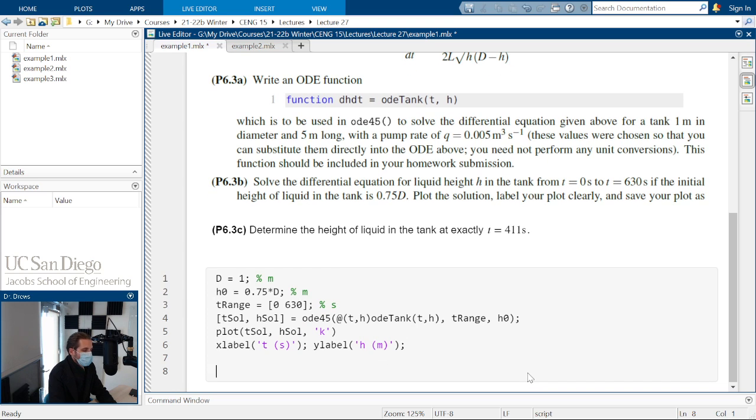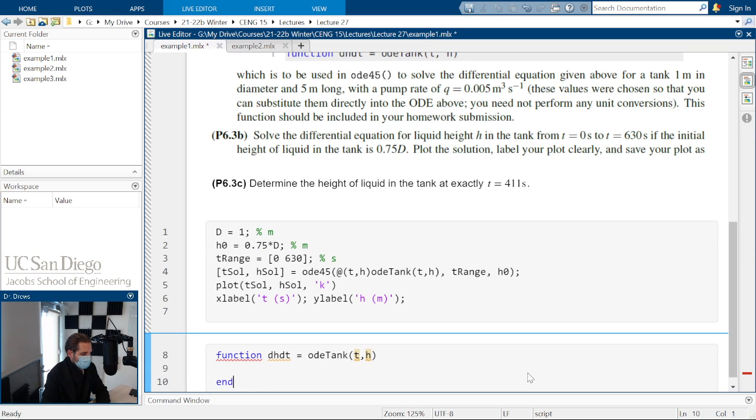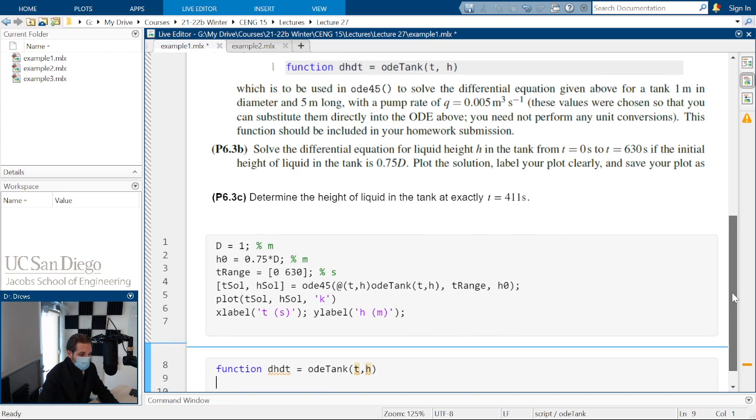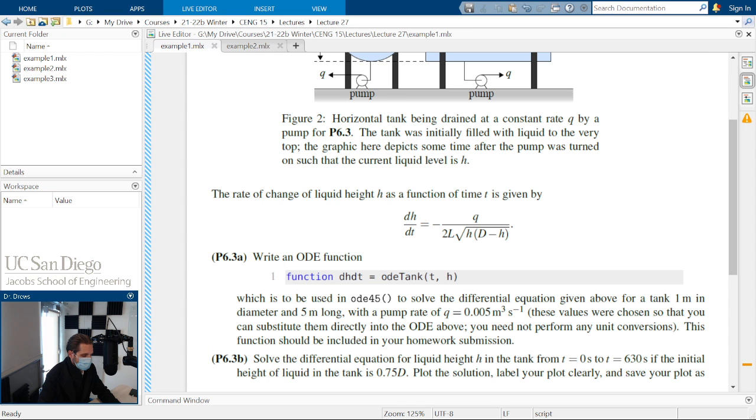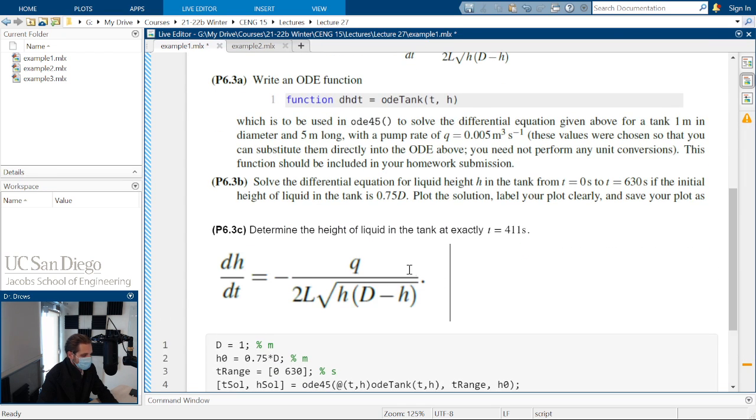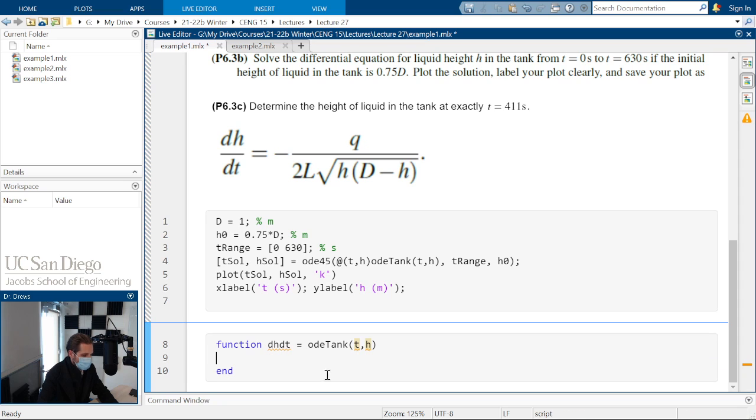And now we need our local function. So we were already told the syntax up there is function dh dt is ODE tank of t, h. And this one, it's pretty much given to us. We don't have to do too much in terms of manipulating this. I'm just going to take a little screenshot of this and move it down so that I can write it down here. So there's the function we're trying to write.